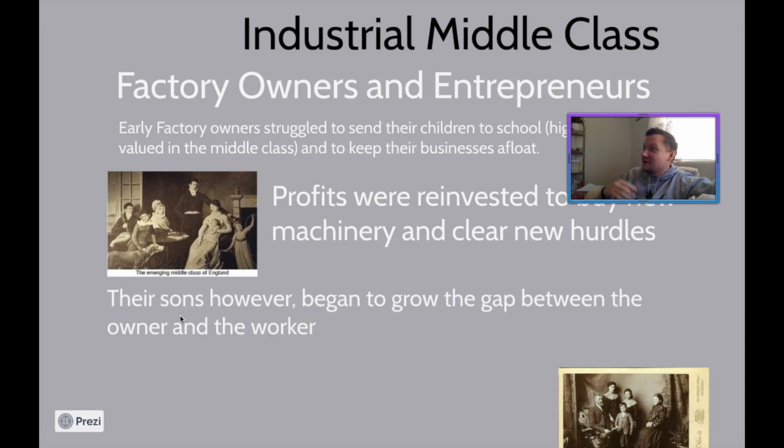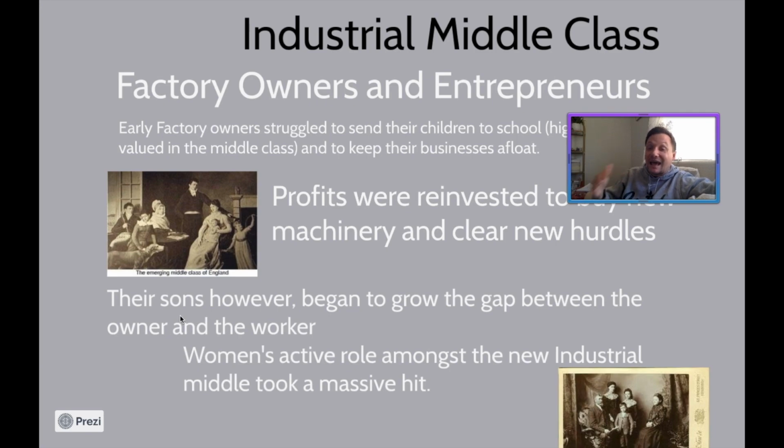Now, the big thing about it, though, is their sons, however, are going to begin to grow that gap between owner and worker, because those children that these early factory owners struggled to keep in school are now graduating. They are now entering into the industrial middle class with knowledge in their mind about Thomas Malthus, David Ricardo, and economic science. And as they begin to change these factories, their profits begin to grow. And so you're seeing the gap between the worker and the factory owner, the poor and the middle class, grow exponentially. And you're also seeing the industrial middle class have its new layers, right? You're going to see some of these sons become the upper middle class, the middle class, and maybe some of the ones that failed in their business, the lower middle class, right?